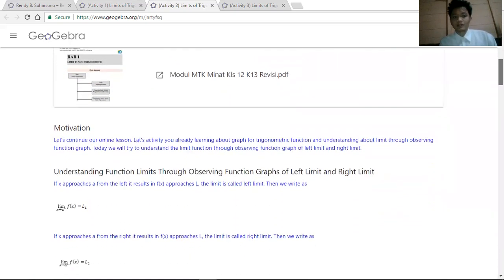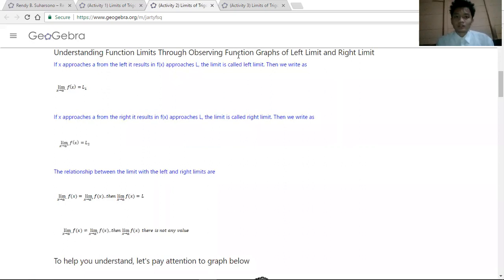Here is our learning material, motivation. Let's continue our lesson today. In this activity, you are learning about graphs of trigonometric functions and understanding the limit by observing the function graph. Today, we will try to understand the limit of a function by observing the function graph of the left limit and right limit.